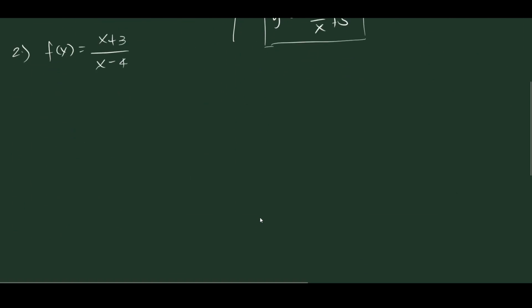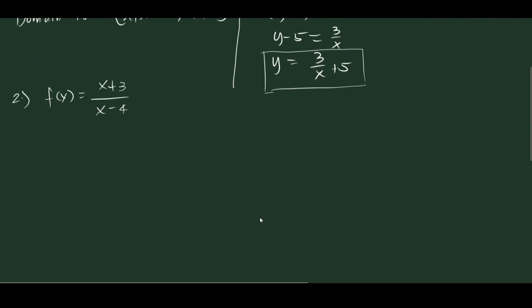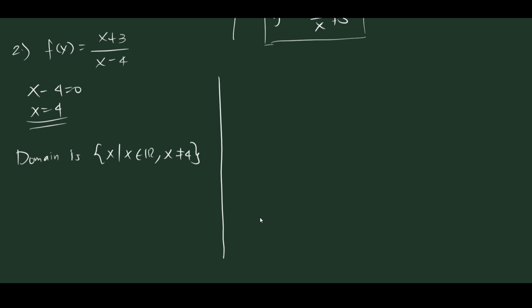Okay, so let's now proceed to the next one. For the next one, we can apply the same methodology. In order to find the domain, let us equate x minus 4 is equal to 0. Then we will find x is equal to 4. So we can then say that the domain of this function is x, such that x is an element of real numbers, x must not be equal to 4. Okay, very cool. So let's find the range again.